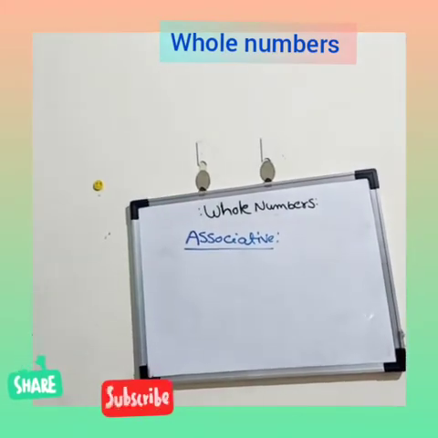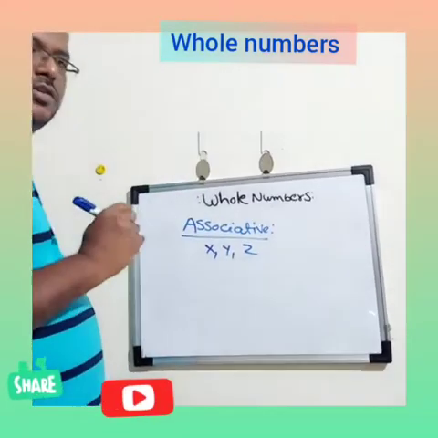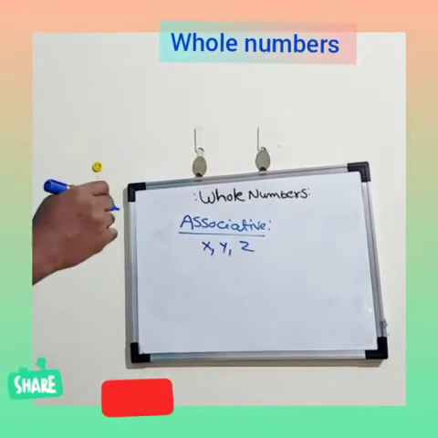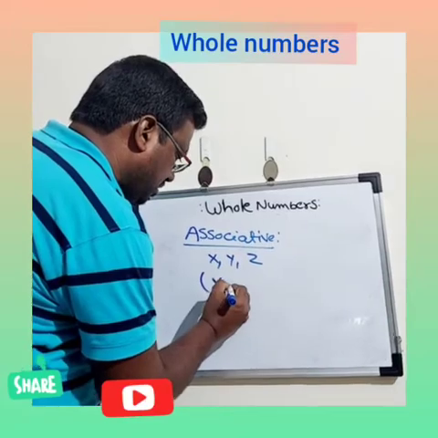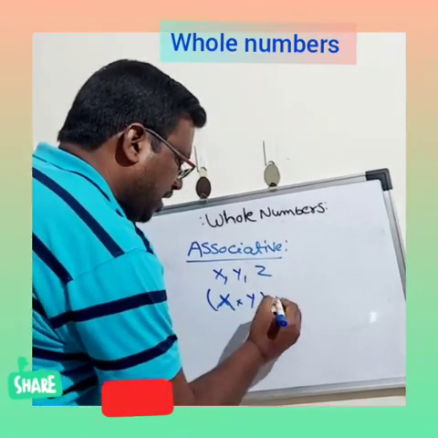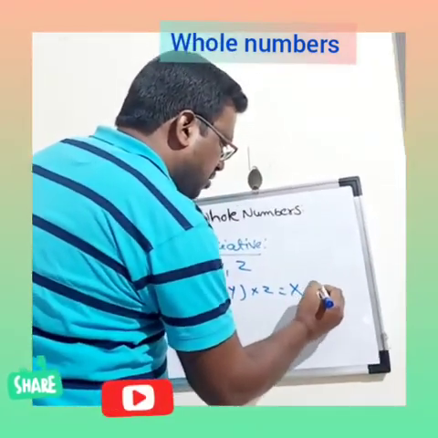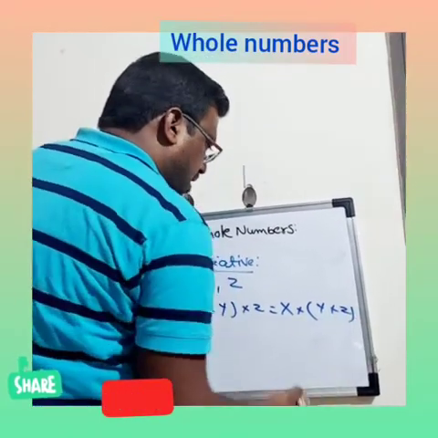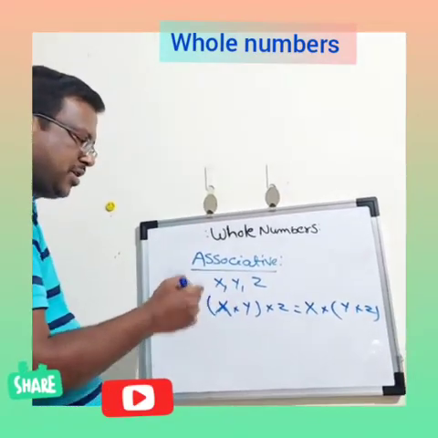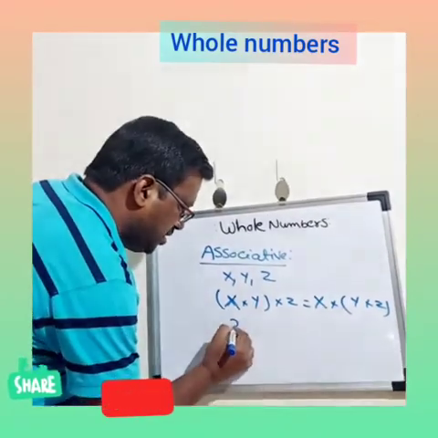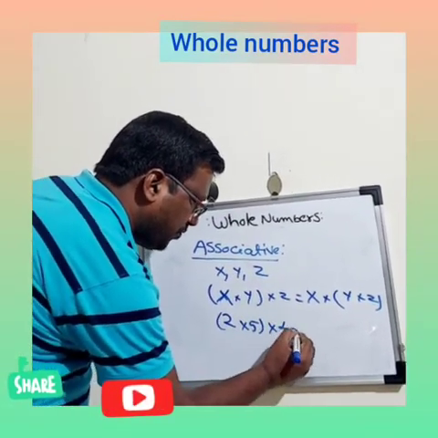In this associative property, x, y, z are three whole numbers. When you multiply these whole numbers in any sequence, the sequence can be like x into y, and for the result, if you multiply with z, it equals x multiplied with y into z. But the condition is that x, y, z are whole numbers. For example, x is 2 and you multiply with 5, and the result you multiply with 4.